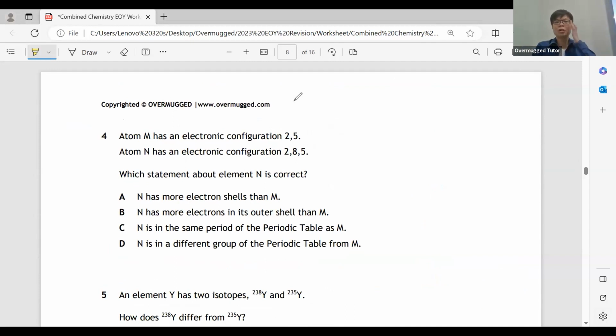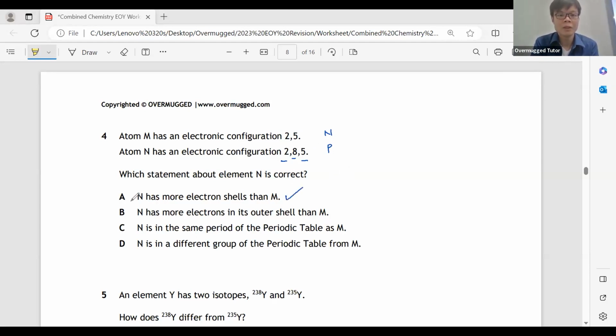Okay, atom M has an electronic configuration 2,5, atom N 2,8,5. Which statement about N is correct? Try to interpret this information now. So hopefully you can see N has 3 shells. Okay, this is actually nitrogen and phosphorus also. So you can see how they will tweak and vary the question, but they're actually testing the same thing. Okay, we go and find 7 proton number, 15 proton number. Right, so this is true.